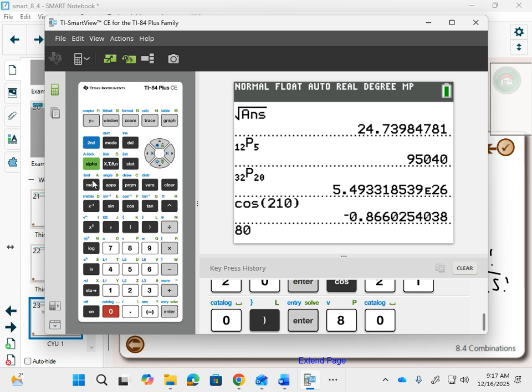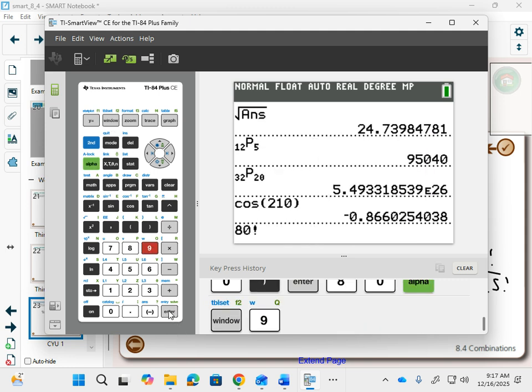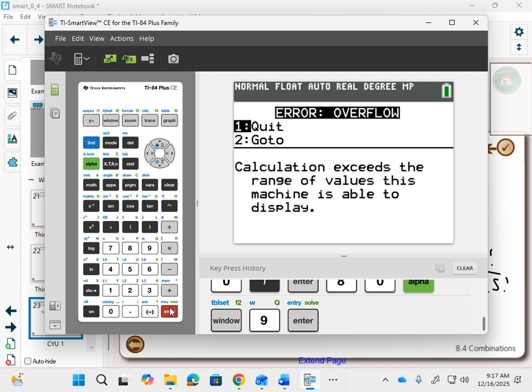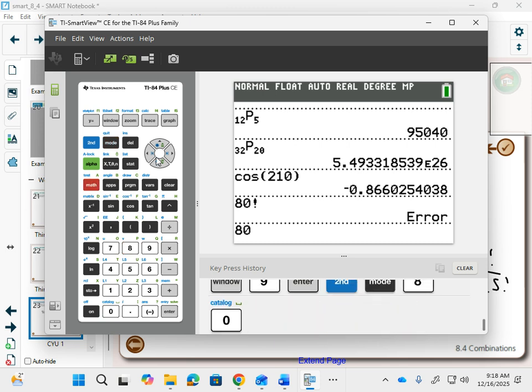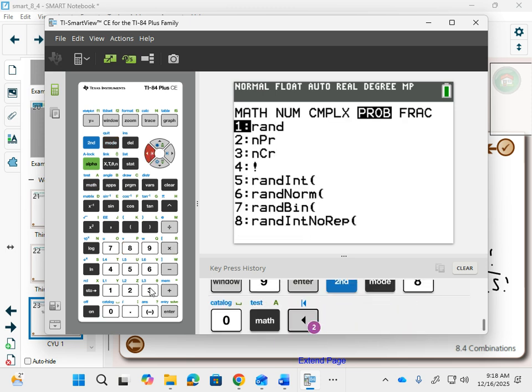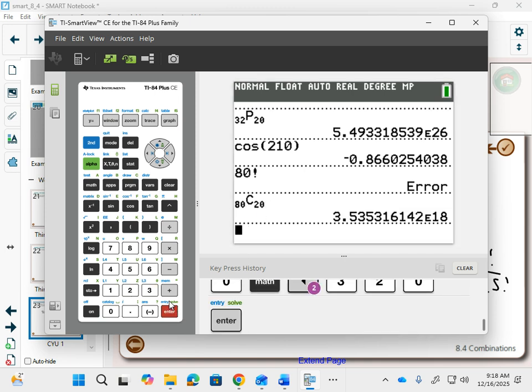I'll check if my calculator is feeling it today. Calculator, can you handle 80 factorial? No! It exceeds the memory of this calculator's abilities. But if I go to math, over to probability, and find the combinations button, it can calculate this: 3.535 e 18, which means times 10 to the 18.